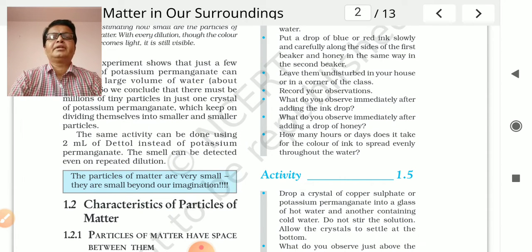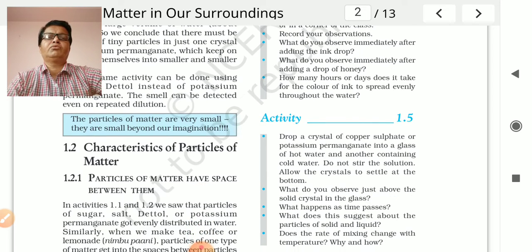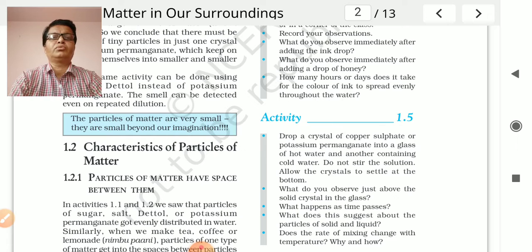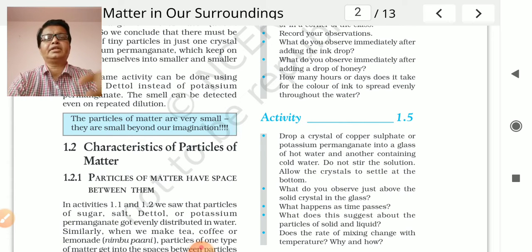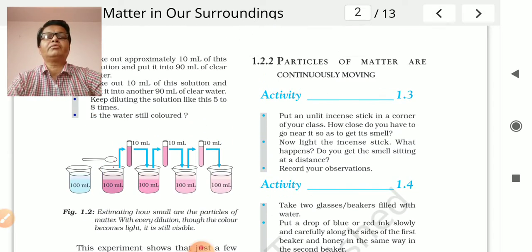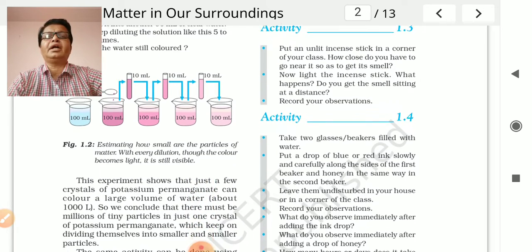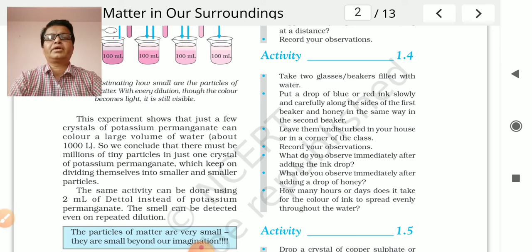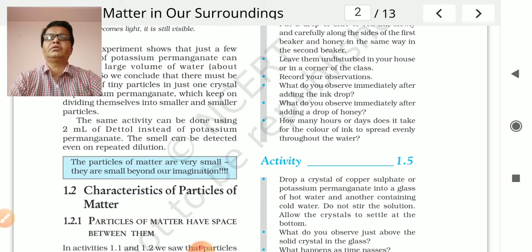Then the next point is the characteristics of the particles of matter. What are the characteristics of the particles of matter? The first point is that the particles of matter have space in between them. The second point is that the particles of matter are continuously moving, they have energy, and they have space in between them. These are different types of characteristics of the particles.